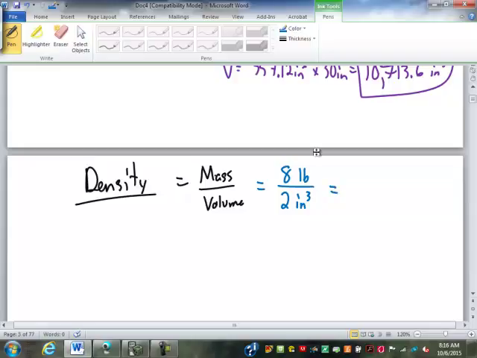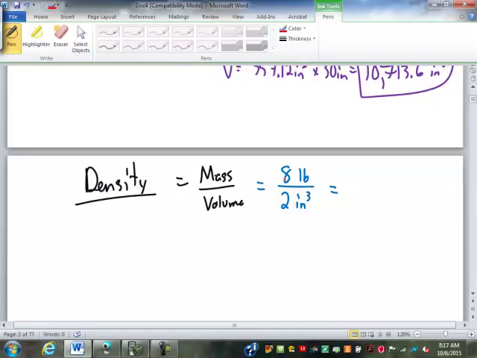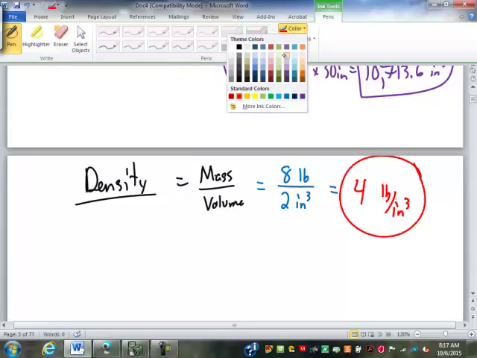Mass divided by volume. Now, of course, mass is not really measured in pounds, but we tend to use pounds for both mass and weight. Technically, mass is measured in slugs, but slugs is a unit most people outside of engineering have never heard of. So we tend to use pounds for either one. So anyway, 8 pounds divided by 2 cubic inches, 8 divided by 2 is 4. And the units are just pounds per cubic inch. It's a relatively dense metal.